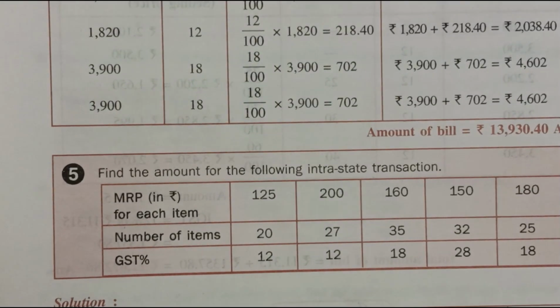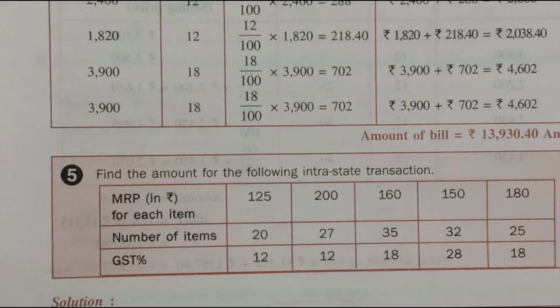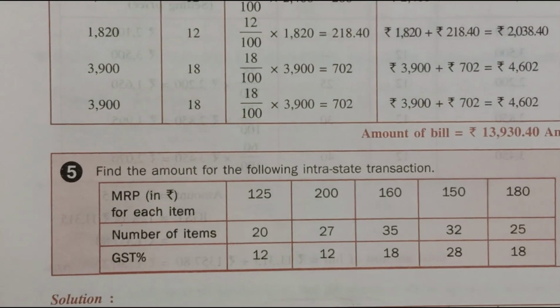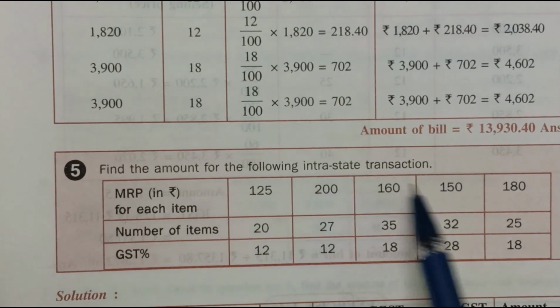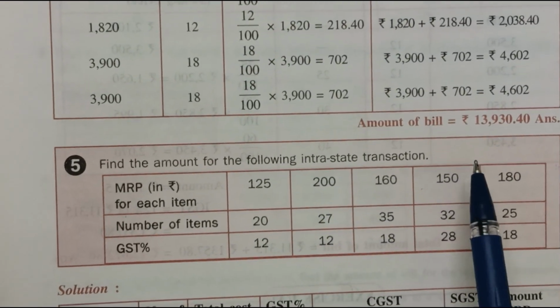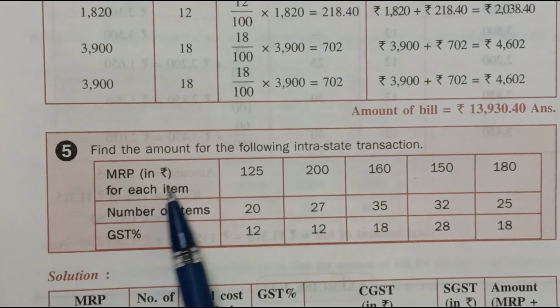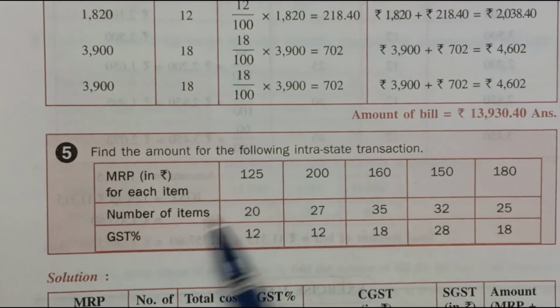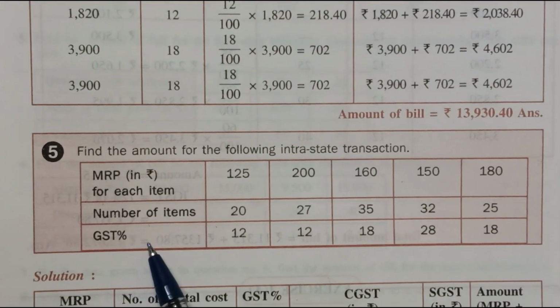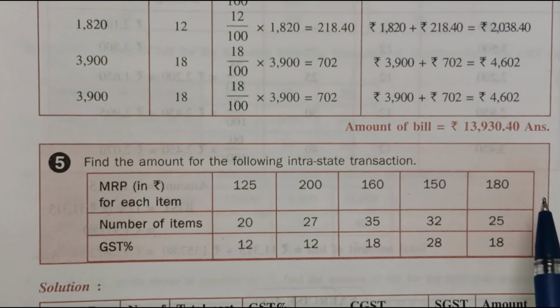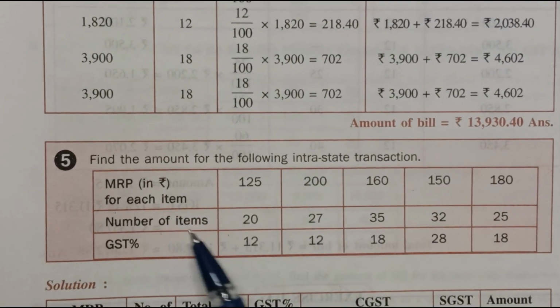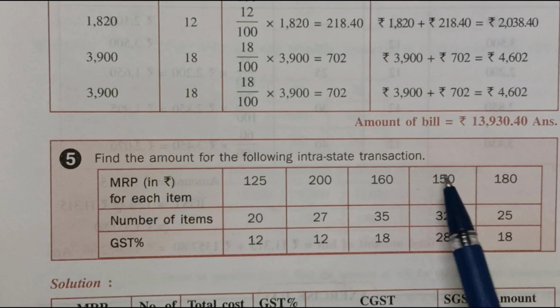Hello students. The next question is: find the amount for the following intra-state transaction. Here a table is given, and the MRP for each item, number of items and GST percentage are given. Here we have to find the amount for the following transaction.